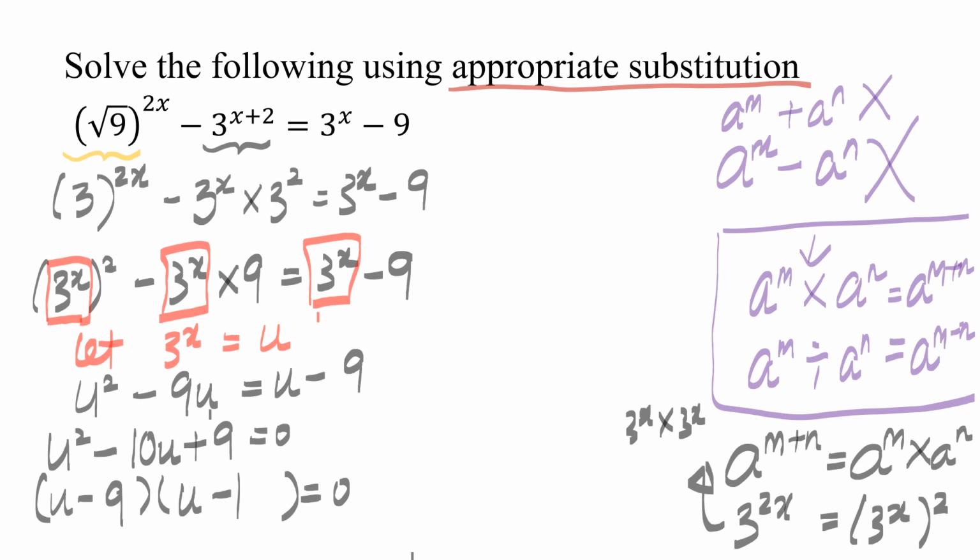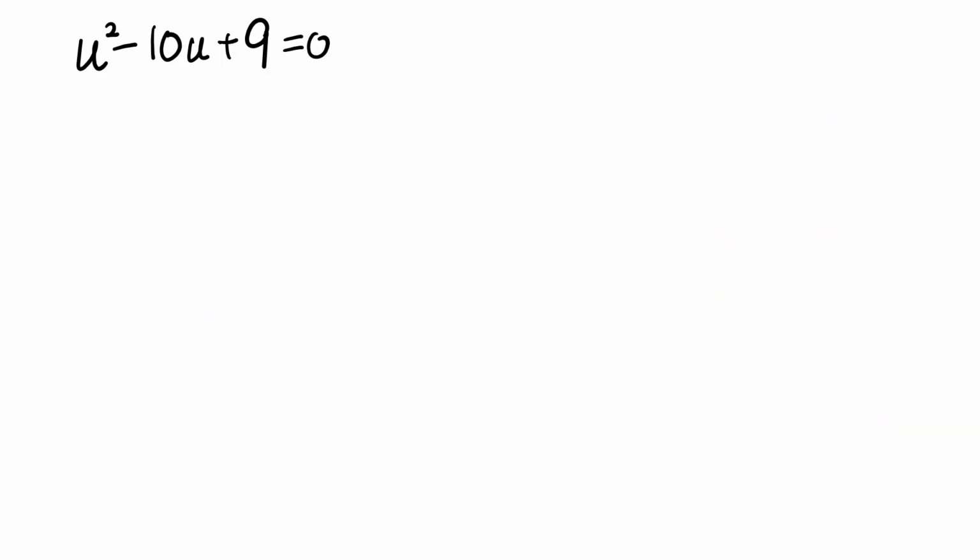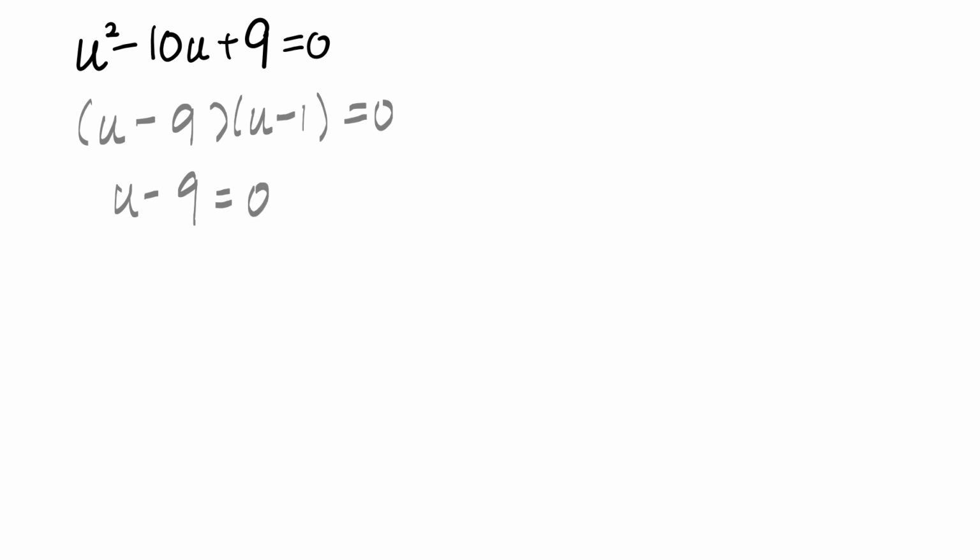We'll continue at the next slide. Continue our mission of solving the questions. So this can be easily factorized into U minus 9, then bracket U minus 1. If you apply the zero product rule, that gives you U minus 9 equals to 0, or U minus 1 equals to 0. So U is equal to 9, or U is equal to 1.